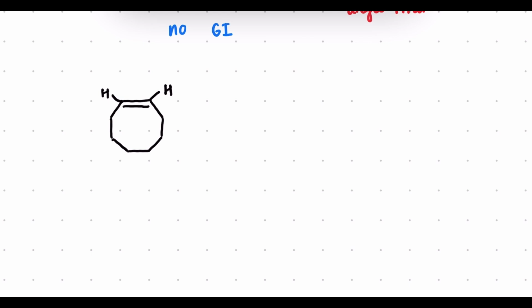So the first one that I drew, this looks kind of weird, okay. This one would be our cis isomer. Now our trans isomer would be something like that. Yeah, so this would be a trans isomer.